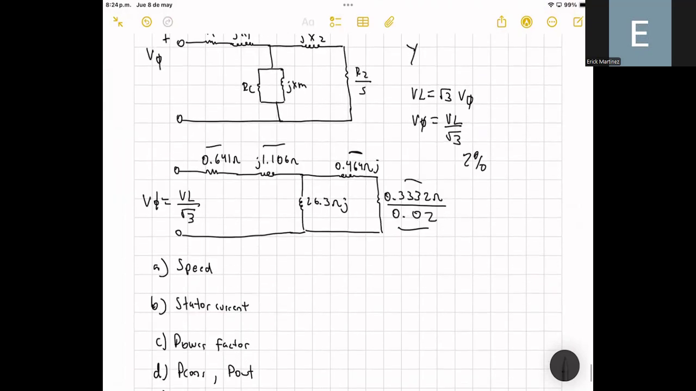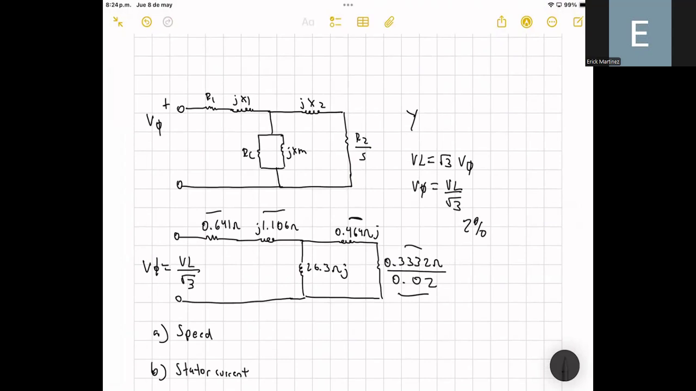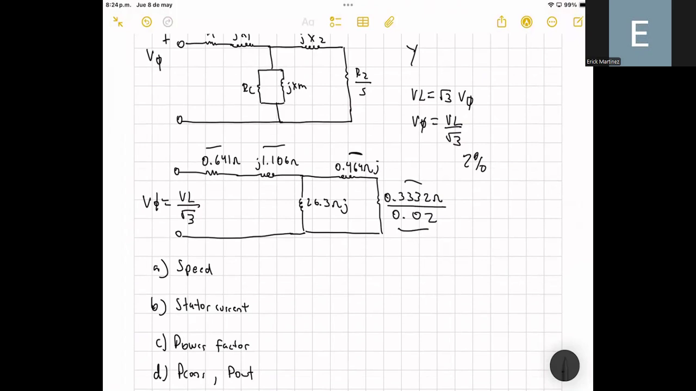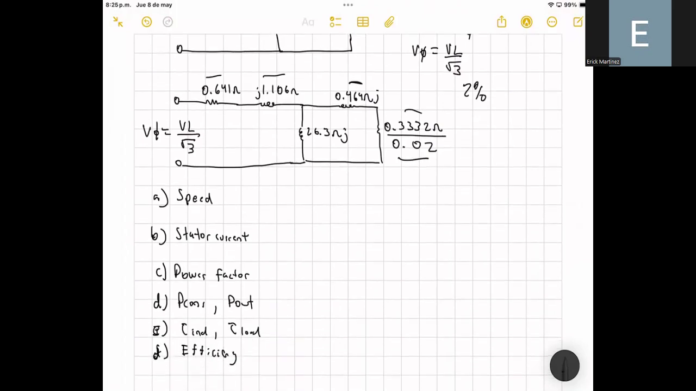And remember that we are working here with a star connected motor. So we know that for a star connected induction motor, the line voltage is equal to the square root of 3 times the phase voltage. Based on this relationship, the line voltage divided by the square root of 3 is equal to the phase voltage. So based on this information, we need to compute the speed of the motor, the stator current, the power factor, the converted power, the output power, the induced torque, the load torque, and also the efficiency.